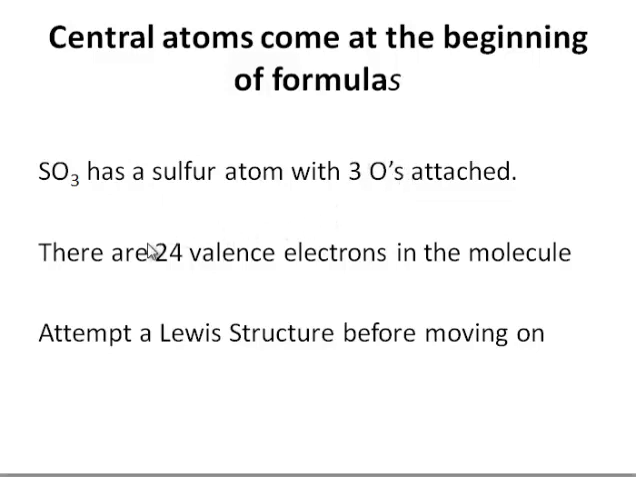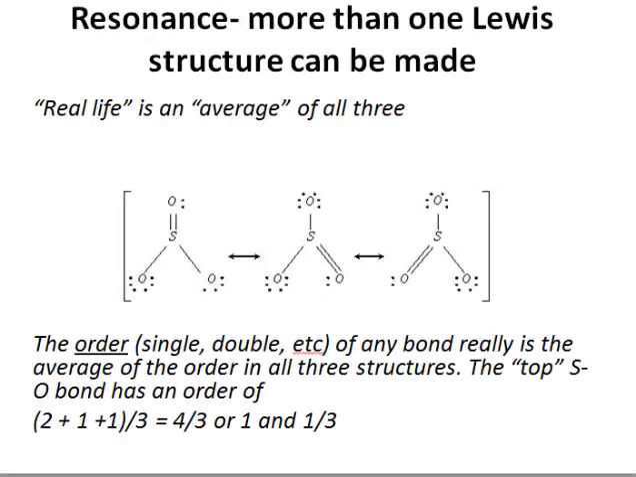If you count, you will observe there are 24 valence electrons in the molecule. Alright, so at this point, you should be able to attempt a Lewis structure before moving on. You've been introduced to lone pairs, multiple bonds, everything you need to know. You probably find that you are able to draw three Lewis structures for SO3.